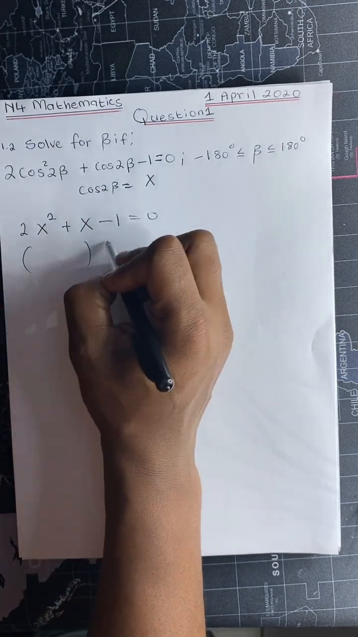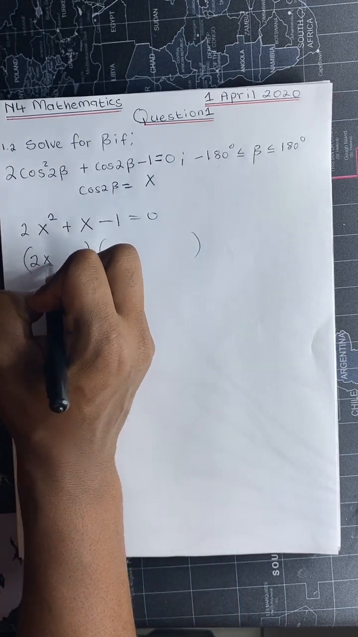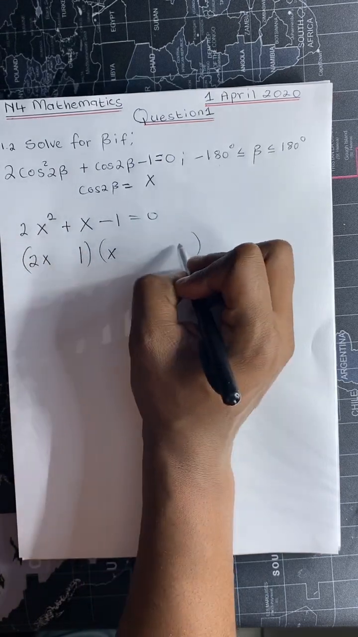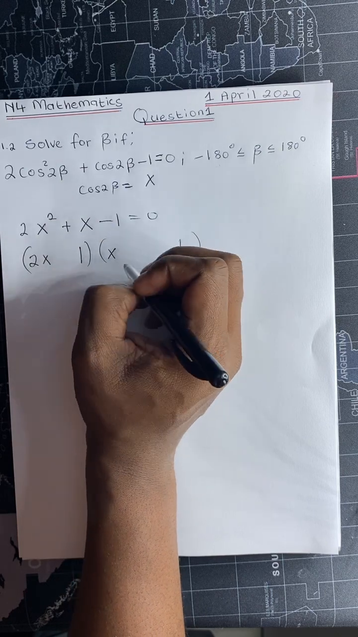From here we solve for x. The factors of 2x squared are 2x and x, the factors of 1 are 1 and 1. The numbers that you can multiply in order to get that 1 are 1 and 1.